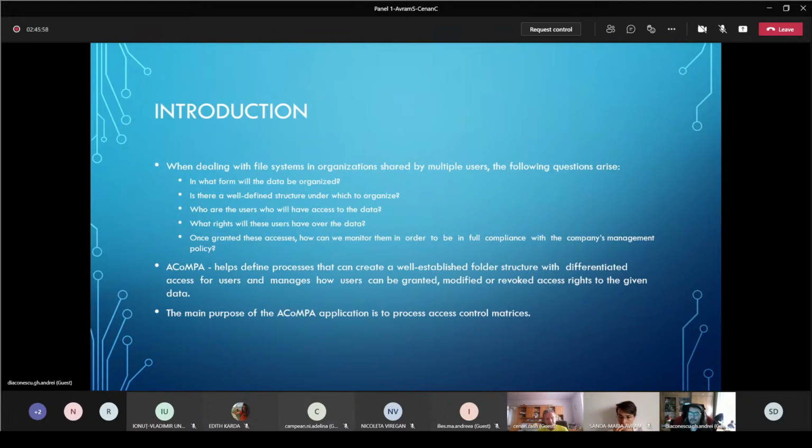ACOMPA defines a process to create a well-established folder structure with different access levels and manage users. Also, ACOMPA is an application based on the API provided by Microsoft for managing objects from Active Directory. Active Directory is a hierarchical structure by which objects can be grouped so they represent a mapping between different resources of the organization.